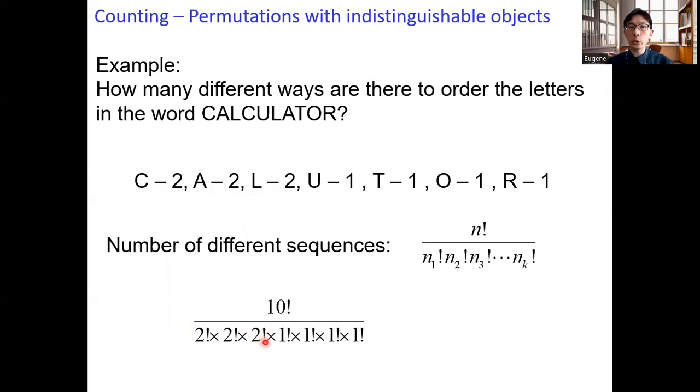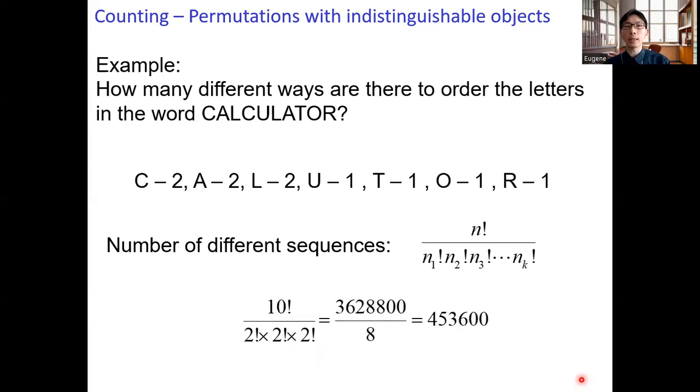And then the letters U, T, O, and R appear only once. So we have 4 appearances of the 1 factorial. And we know that 1 factorial is equal to 1. So we can simplify the expression as 10 factorial divided by 2 factorial times 2 factorial times 2 factorial. Upon calculation, we get this number of different sequences, 453,600, to order the letters in the word calculator.